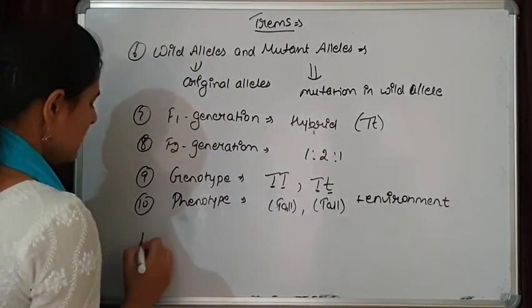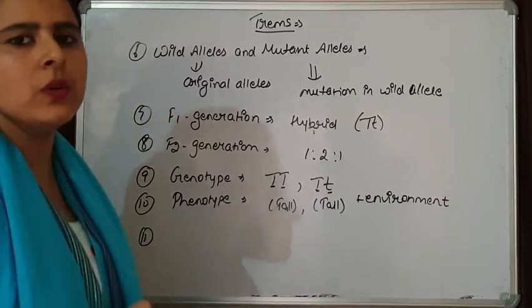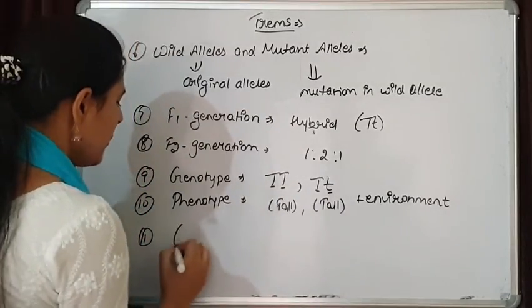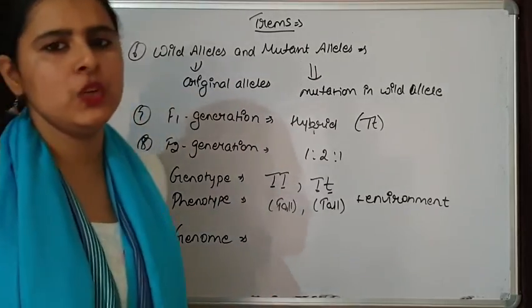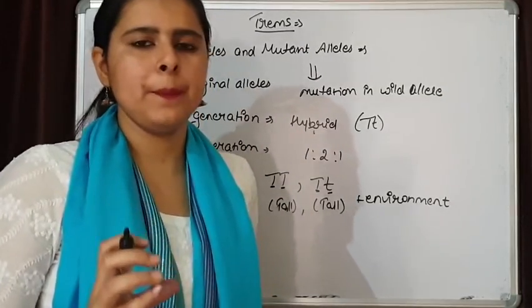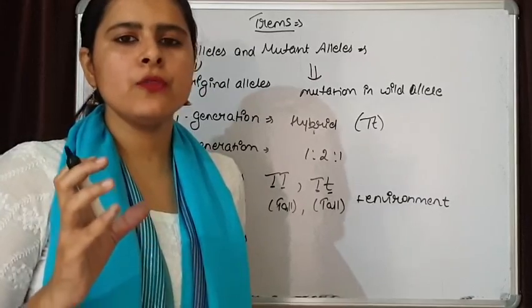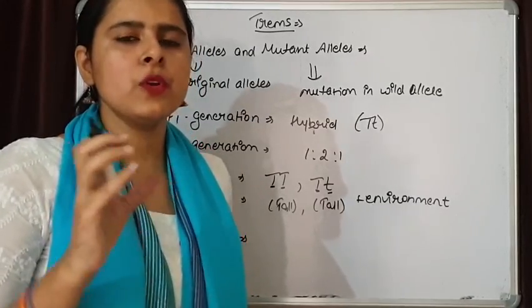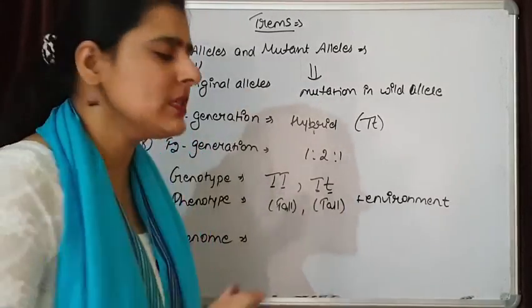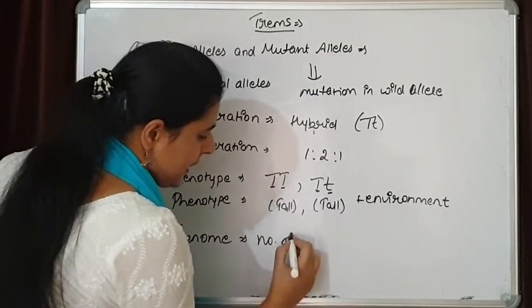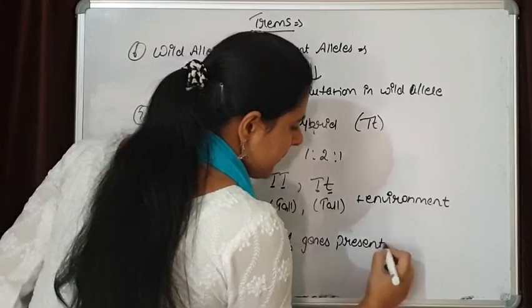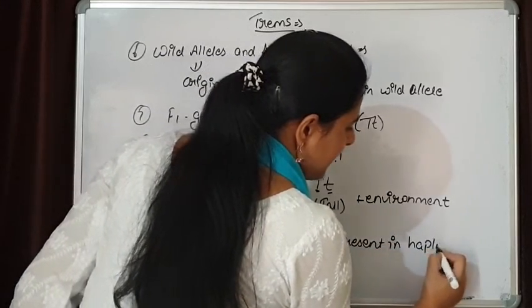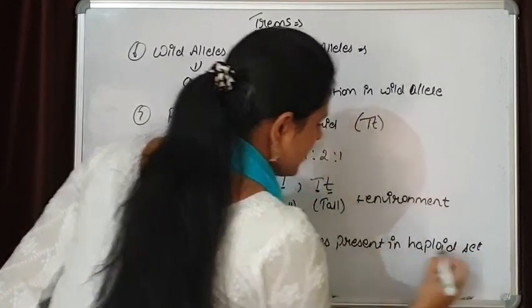Another term which we are going to discuss is genome. What is genome? Genome is simply the number of genes present in a haploid set of chromosomes.